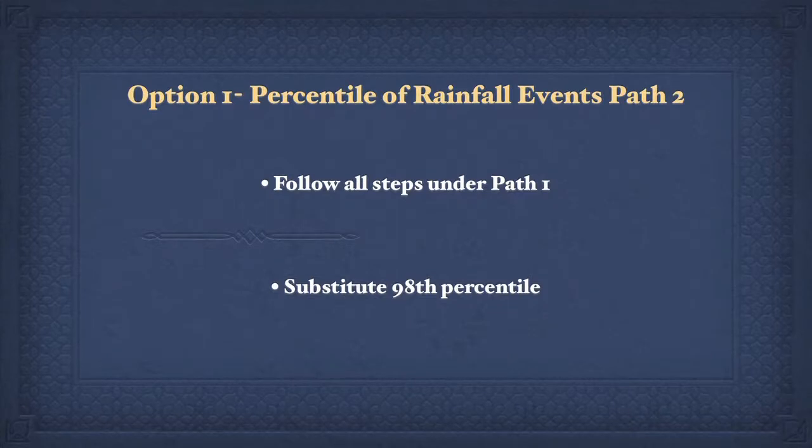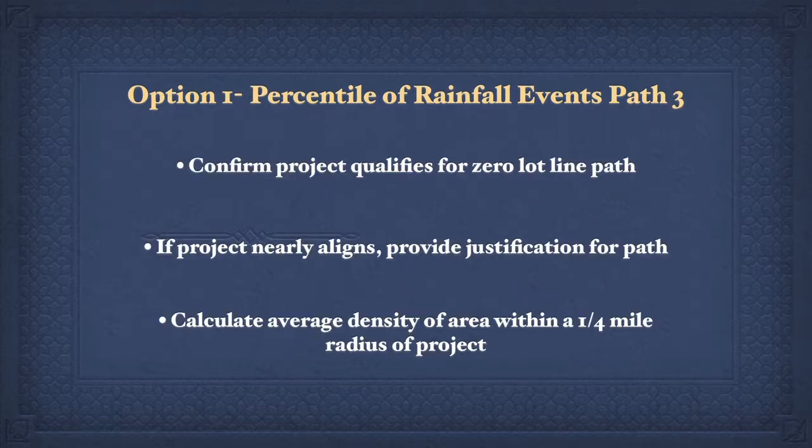Now let's discuss Option 1, Path 2 for the rainwater management credit. This is rather straightforward in that the design team would follow all steps under Path 1, but instead substitute the 98th percentile for the 95th percentile. Path 3 is the final choice under Option 1. Path 3 is for zero lot line projects only at the 85th percentile.